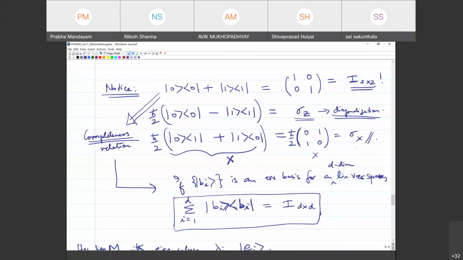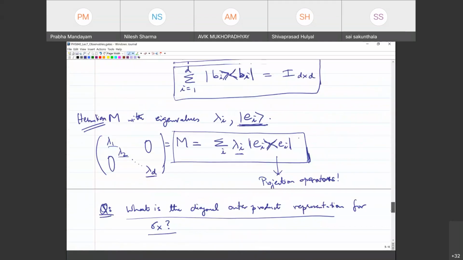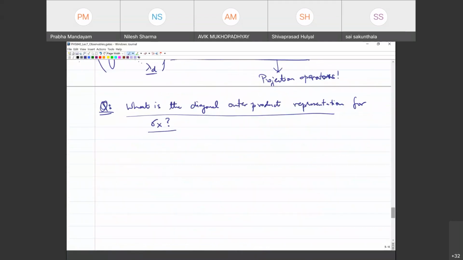Questions? Yeah. Hello. How can we interpret this outer product of ket 1 and ket 0? Like ket 0 bra 0, or ket 1 bra 1, can be interpreted as a projector. So how can we interpret this ket 1, bra 0 type entity?